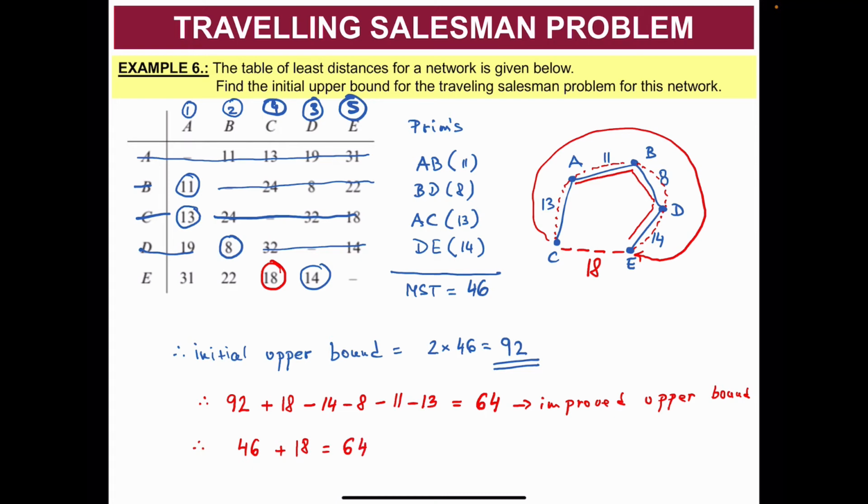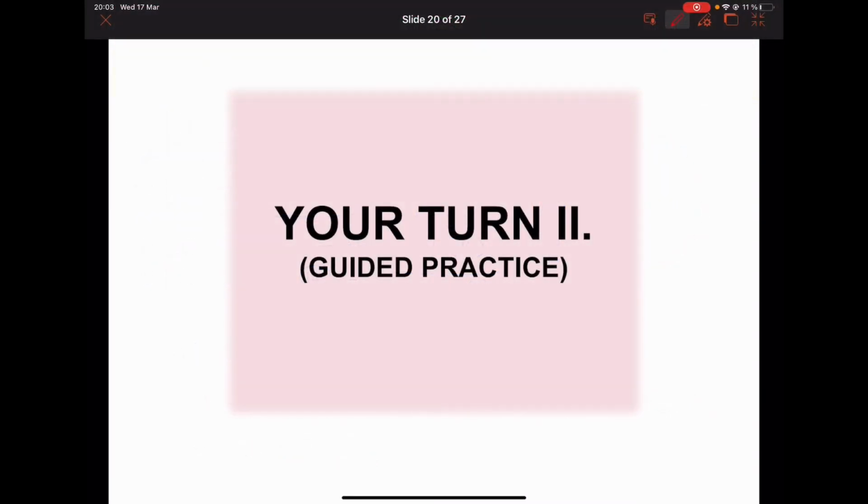Whichever way you look at it, it doesn't matter, it's still the same value. So improved upper bound is 64. And there obviously is a difference whether you travel 92 miles or 64 miles, or whether, if it's in times, whether it's 92 hours it takes you to complete the journey, or it's 64 hours. So that's why improving the upper bound makes sense in terms of saving either time or distance, and obviously cost and money. Let's look at some guided practice.